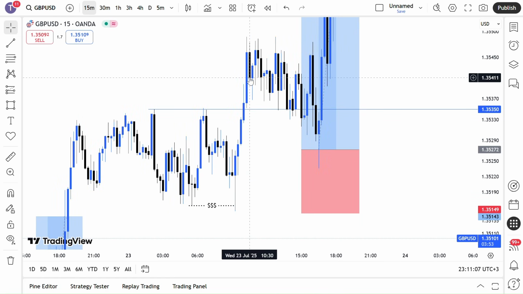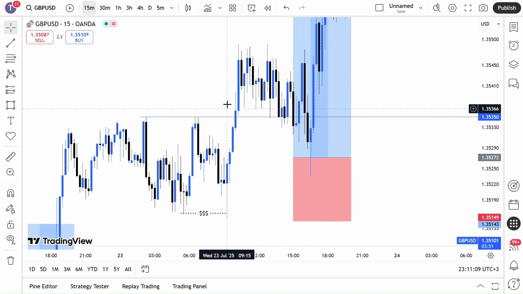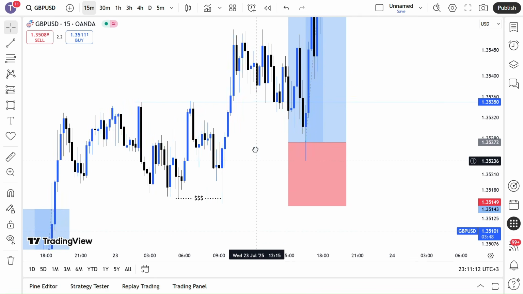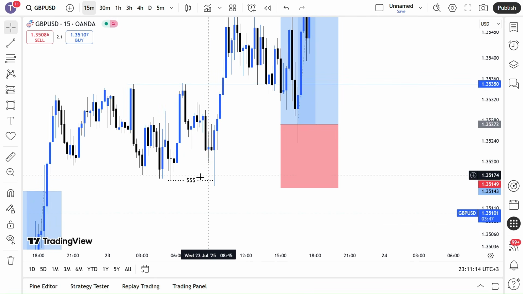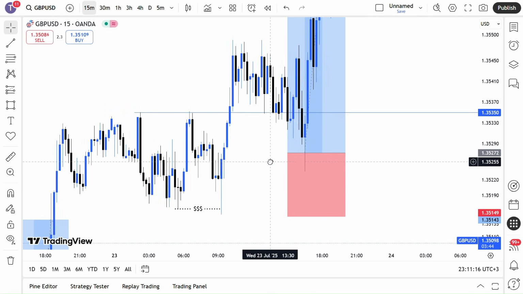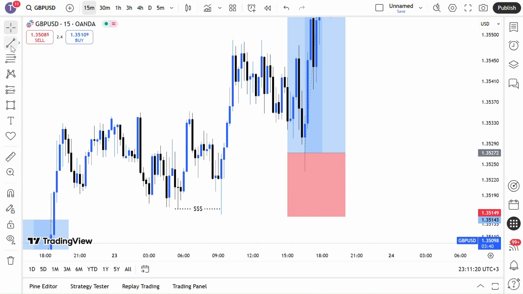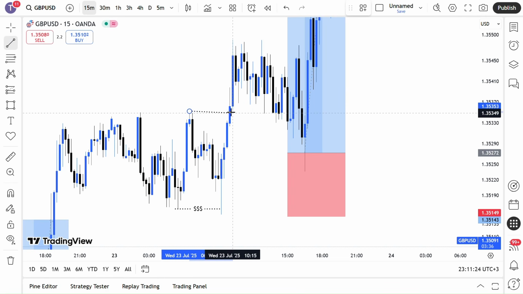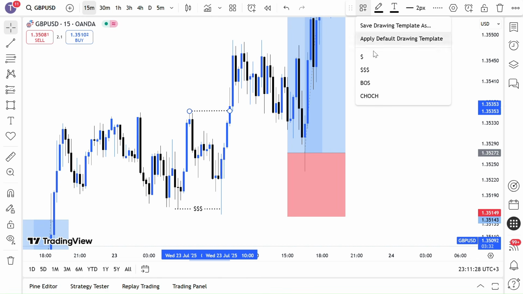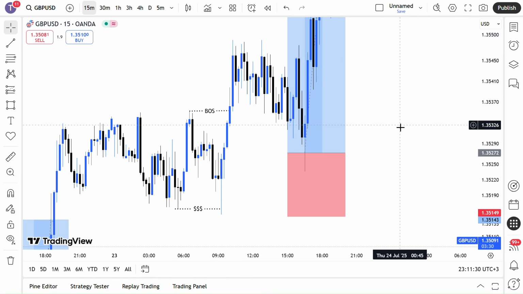we have this break of structure. Now this is our valid break of structure because this is the sweep of liquidity. So here I have my break of structure. Let me delete this. This is my break of structure to the upside. This here is my break of structure to the upside.